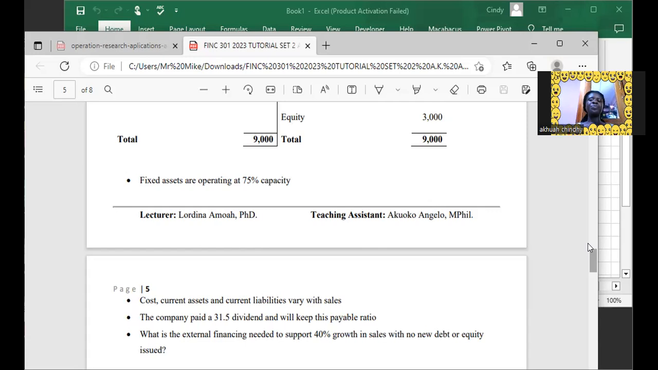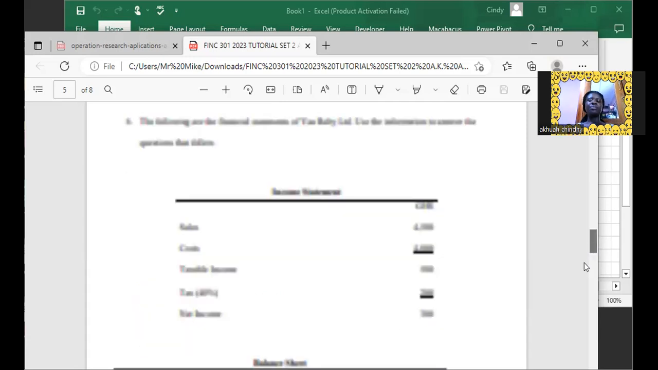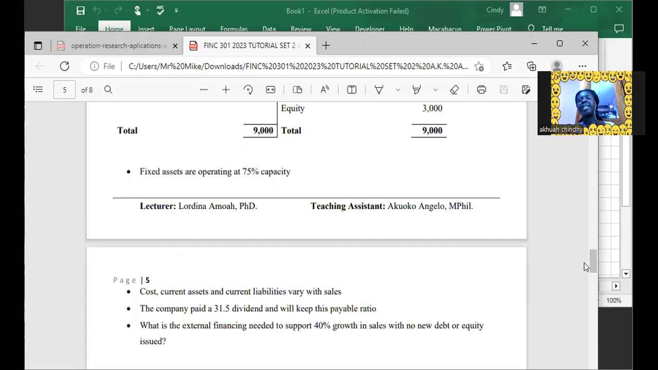All right, so the question didn't say perform pro forma analysis for the income statement or balance sheet, but based on the questions, if you don't prepare pro forma analysis, you'll not be able to answer them. Since it's about external financing, I need to prepare a pro forma income statement and a pro forma balance sheet to compare and know what amounts I would need in the future to support a particular sales growth. Okay, so we'll go to Excel.